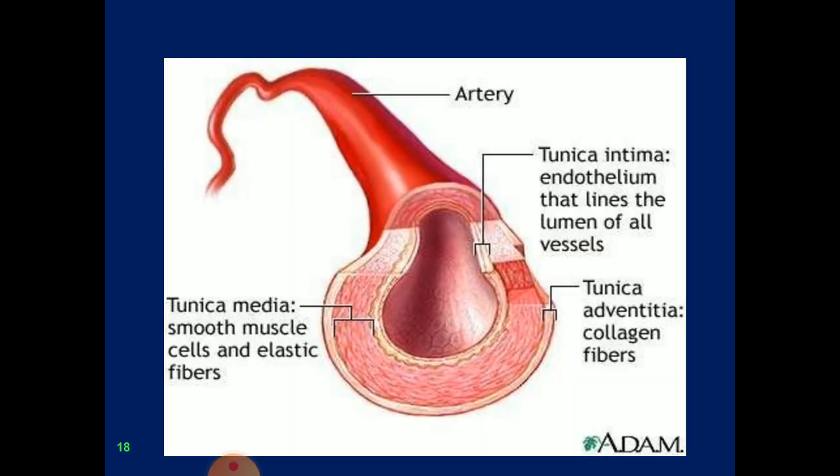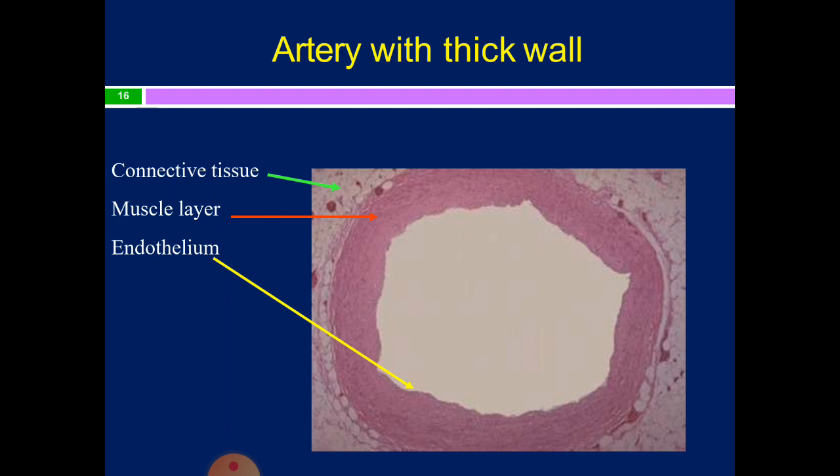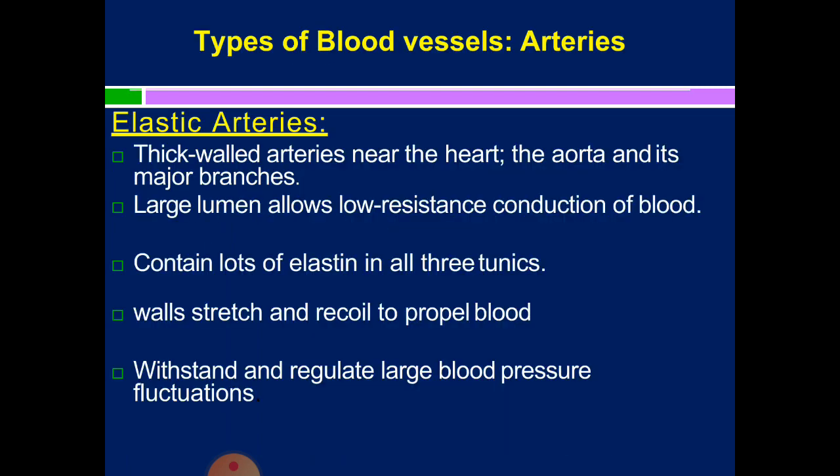This is the 3D diagram of the artery. Here we can see the three layers of the artery with the lumen. This is the histological image of an artery. Here we can see the endothelial layer, and beside that we can see the muscle layer, that is the tunica media, and the outermost layer, that is the connective tissue layer, the tunica externa.